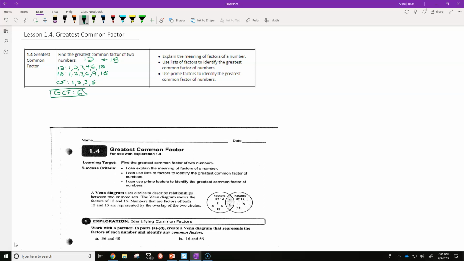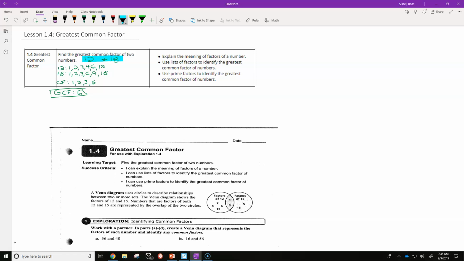Now, I don't expect you to know what I just did. Remember, that's totally fine. All I'm doing is showing you what our learning goal is. Our learning goal stated, I will find the greatest common factor of two numbers. So if I had asked you to find the greatest common factor of 12 and 18 on today's homework, this is the work that you're going to do today, and you're going to give me this answer.